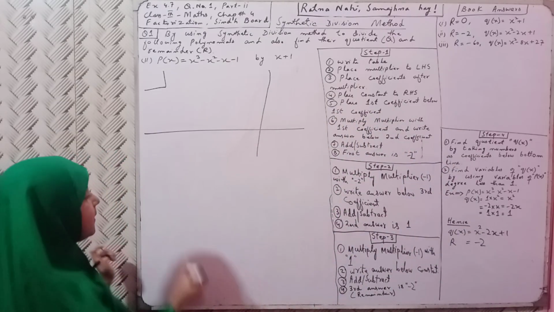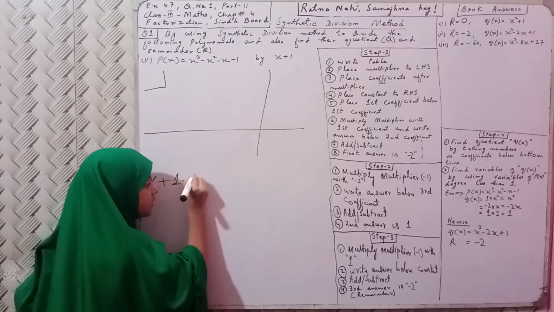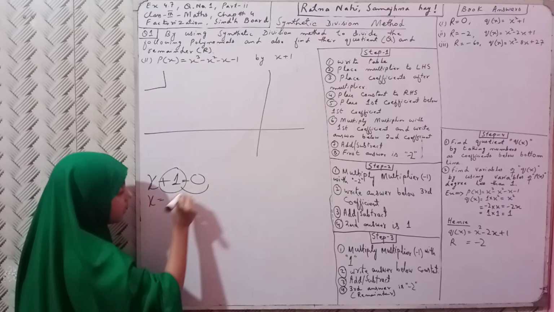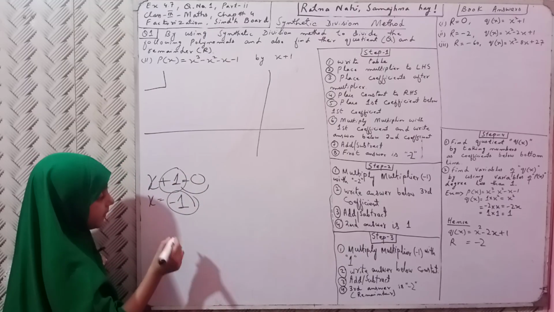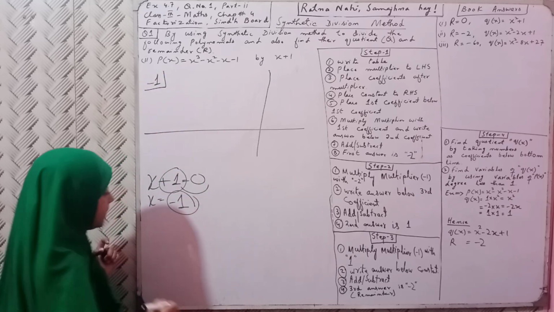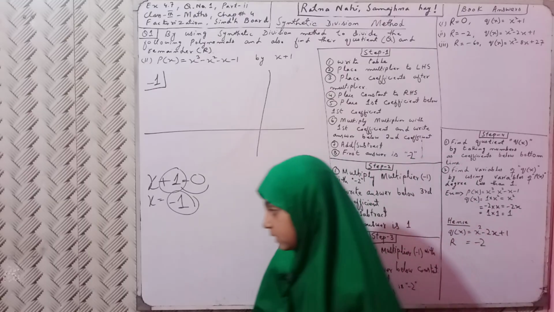So this x plus 1 is equal to 0, and x is equal to minus 1. This will come here as the multiplier. So this minus 1 will become the multiplier here. Done this. Now I am removing it.